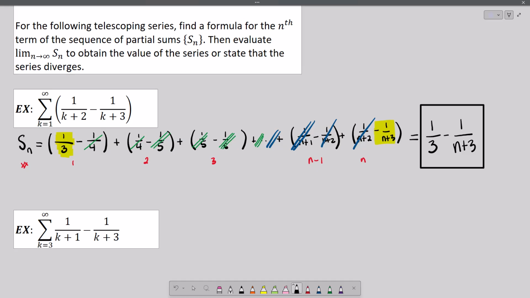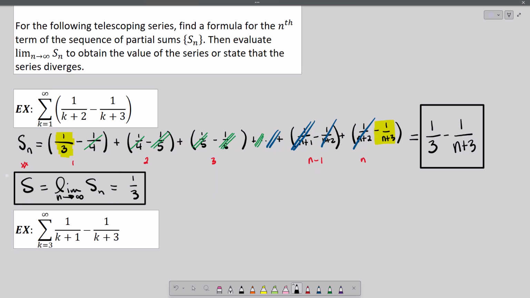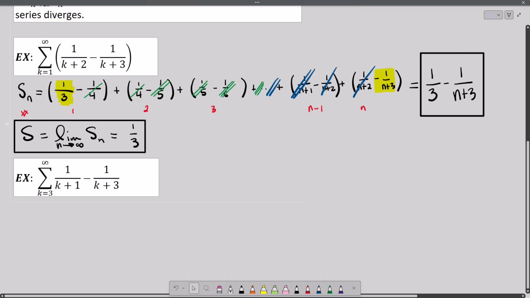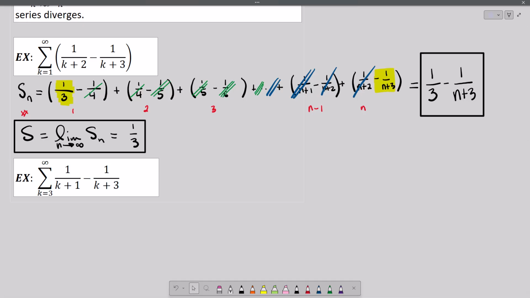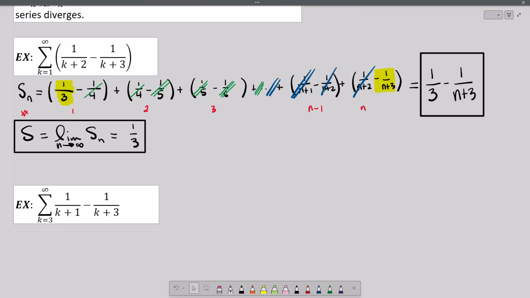So to find S is the limit as n goes to infinity of S sub n. And what is the limit of that as n goes to infinity? 1/3. So that will be the sum of this series. So the sum will be 1/3. Let's see if I can get a little more space in there. That make sense?